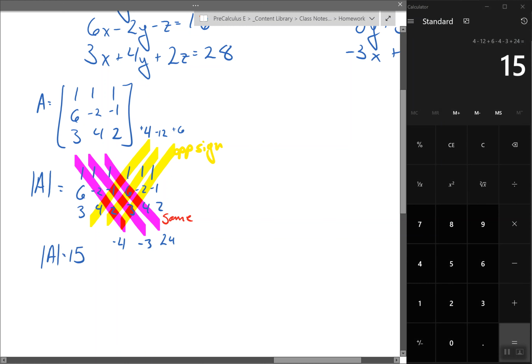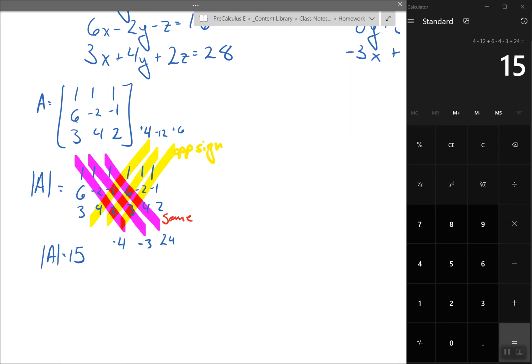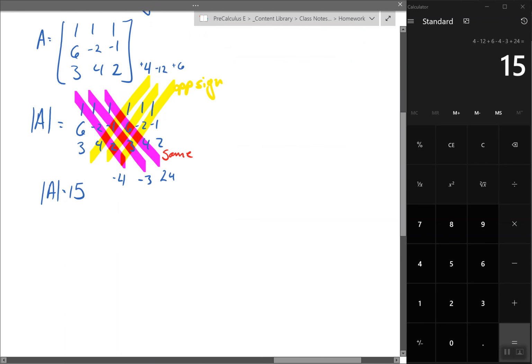Okay, so we just need to make sure that we are making the numbers the correct sign when we do this. Otherwise, our determinant will be wrong and the whole problem will be wrong, and you'll get some nasty answers.